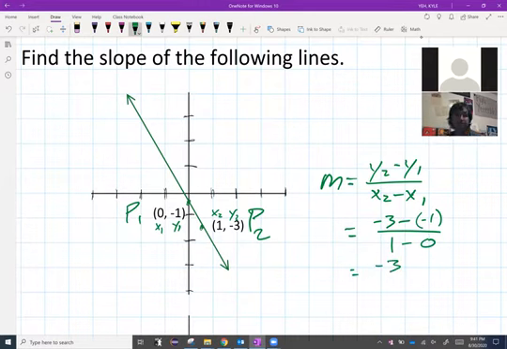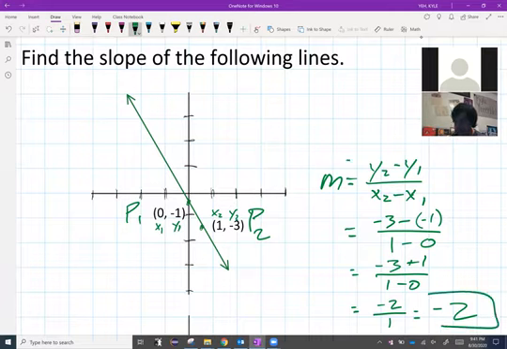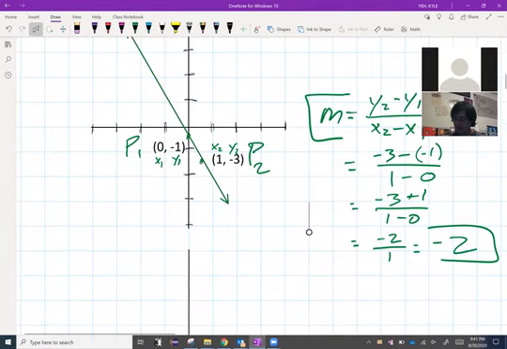Negative 3 minus a negative 1, I'm going to call that plus 1 over 1 minus 0. So negative 3 plus 1 is negative 2 over 1, which lands our slope at negative 2. M equals negative 2. So pretty straightforward, just labeling the points x1, y1, x2, y2, and then plugging them into that way of determining the slope.